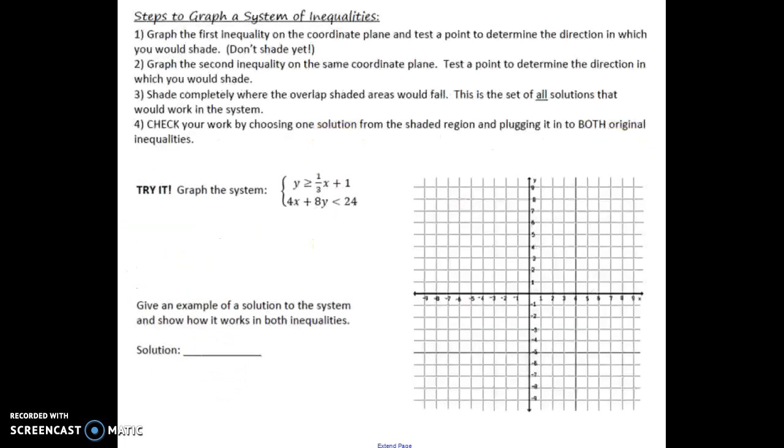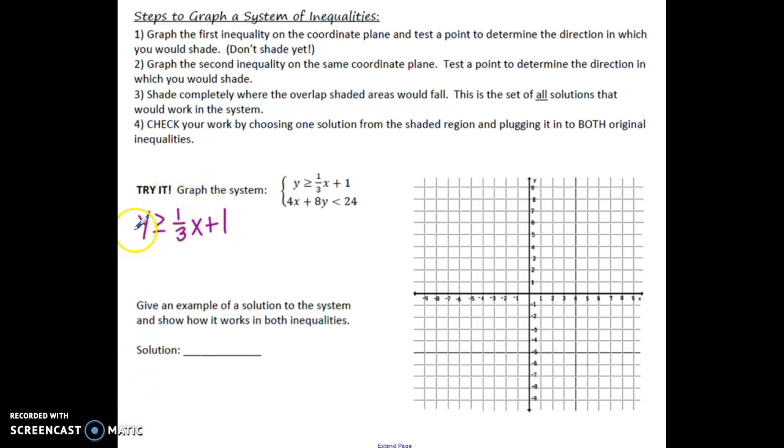So now how do we go about actually graphing systems of inequalities? I have the steps highlighted out here for you, but let's go through this first example together. We already talked about how to graph inequalities, and now it's just a matter of graphing multiple ones on a single plane. So let's look at this first inequality. We have y is greater than or equal to 1/3 x plus 1.